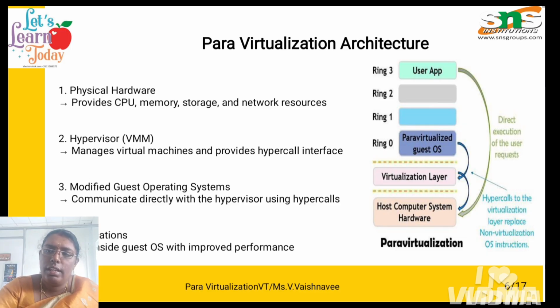And then the modified guest operating system. This is a key difference: the guest OS is modified and it knows it's working in a virtual environment. So it uses hypercalls to communicate directly with the hypervisor. This avoids heavy emulation. The next layer is the application, which runs normally inside the OS. It benefits automatically from faster execution and lower latency. For example, think of a VIP pass. Normal visitors will be in a long queue in the temple, whereas VIP visitors will directly enter. Likewise, paravirtualization gives the OS a VIP path.